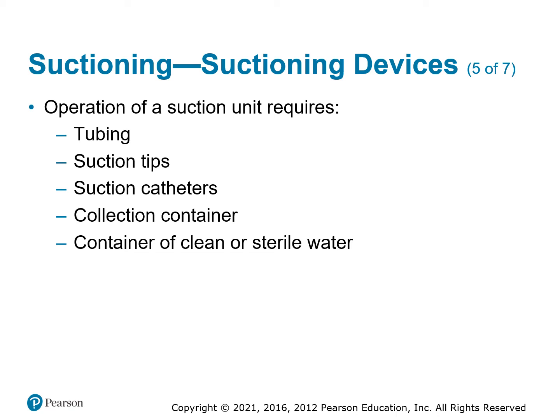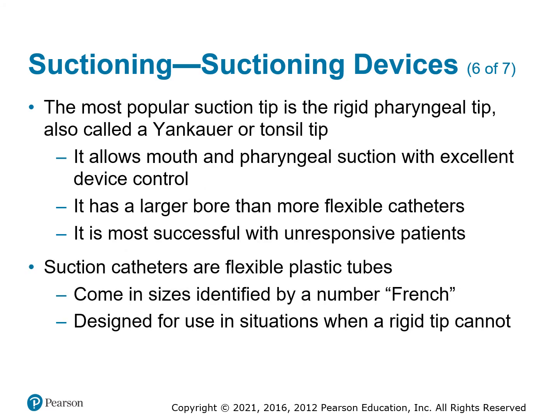Suction unit requires tubing, tips, catheters, collection, and a container of clean or sterile water to be able to clean it out. The Yankauer tip or the tonsil tip is usually the most common for adults. It's the most popular. It's rigid. It allows control to be able to get down to the back of the mouth, even behind the back of the teeth. It's most successful with your unresponsive patients. It's very similar to when you go to the dentist and they use that to suction all the extra spit and stuff.